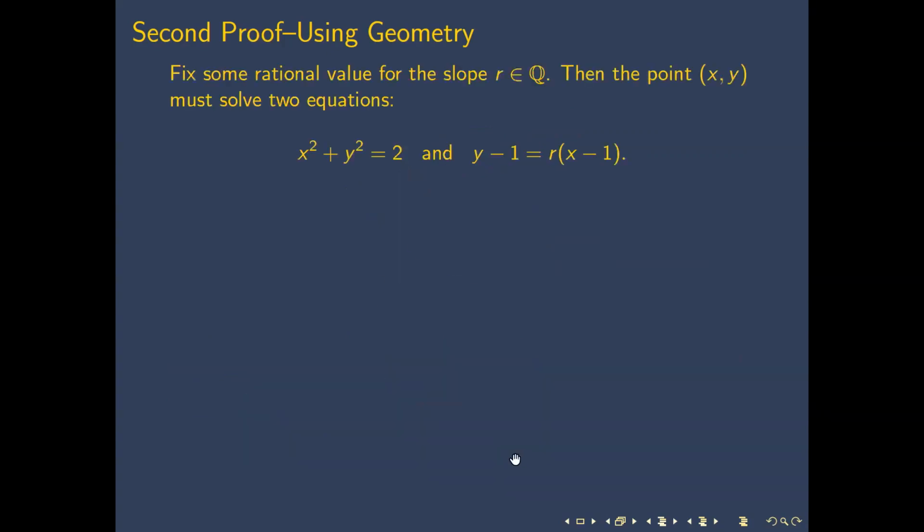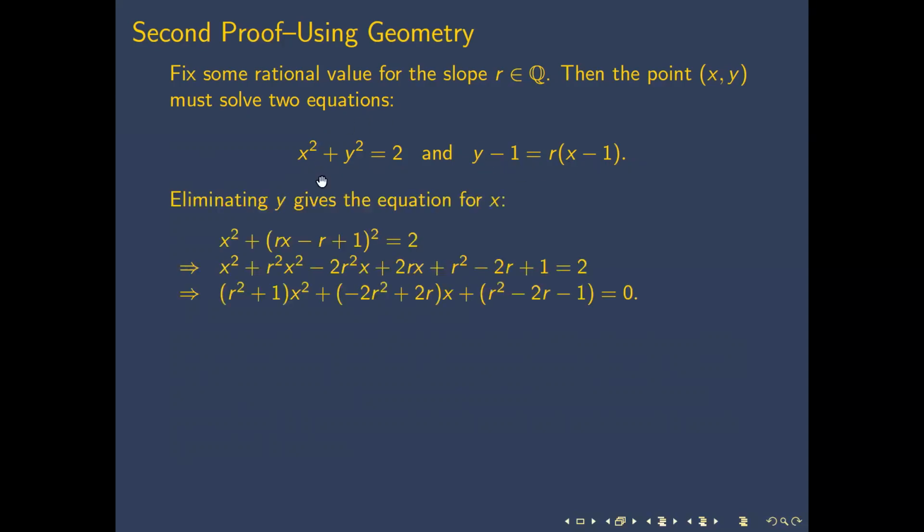Okay, so let's do that real quick. What equations does our point have to satisfy? It has to be on the circle, so x squared plus y squared is 2. And it has to be on the line, so y minus 1 is r times x minus 1. And so we can solve the second one for y and plug it back into the first one. Just skipping a little algebra here, we get a quadratic equation for the x coordinate. That may look a little scary because we got this arbitrary r in there. It's quadratic, so we could use the quadratic formula to solve it, but we can actually solve this really easily.